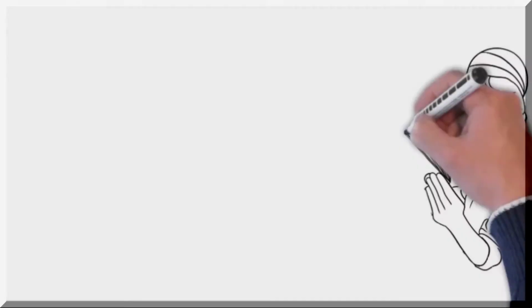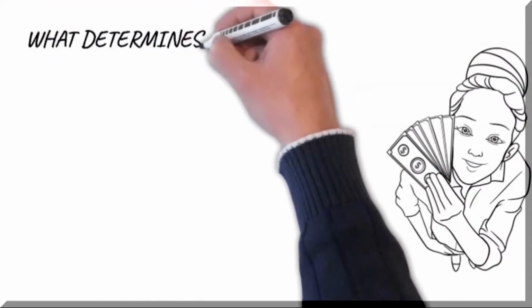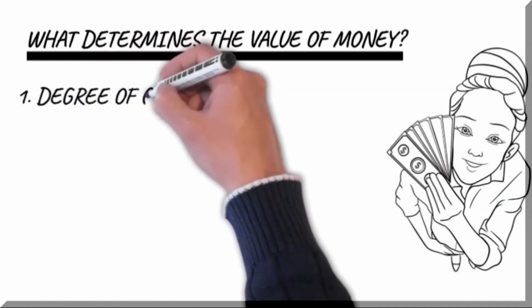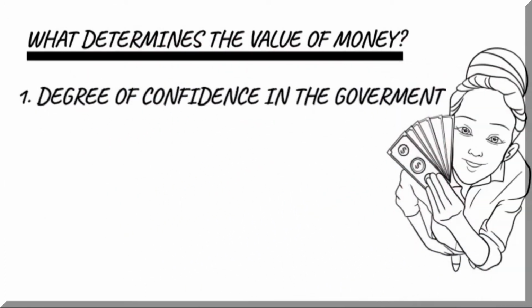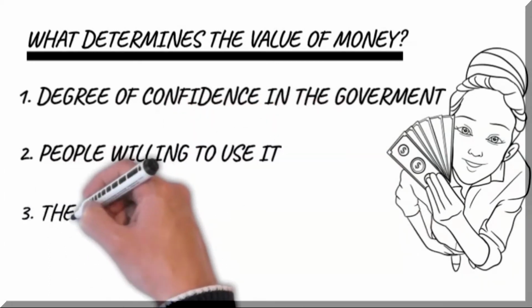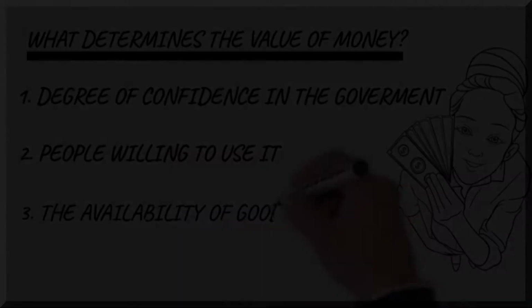How much value money represents is determined by the following three things. First, the confidence in the government that prints it. Second, people who are willing to use it. It would not hold value if nobody was willing to accept it as payment. Lastly are the goods that are available to be purchased.